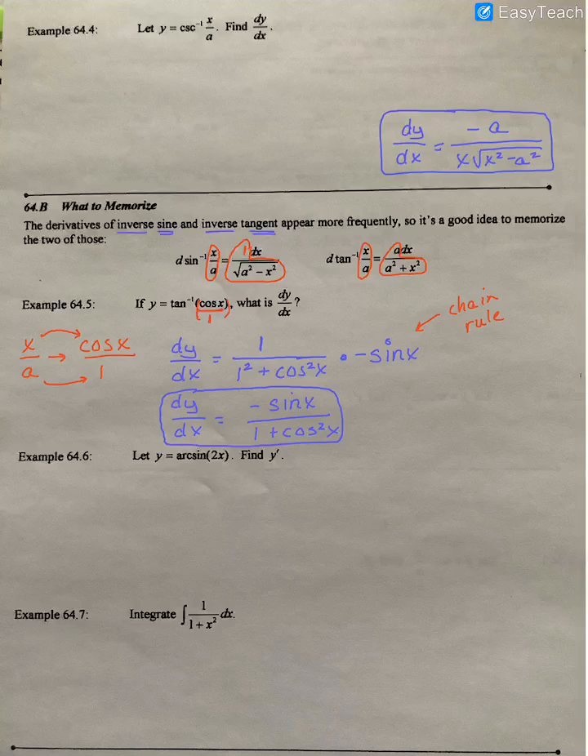Okay, so let's look at example 6. y equals arc sine of 2x, find y prime. Now, first of all, if it helps, remember arc sine is the same as saying sine inverse of 2x. Also, we always want to think about the inside. We're going to be doing the derivative of sine inverse of something, and the inside, as a fraction, 2x is 2x over 1.